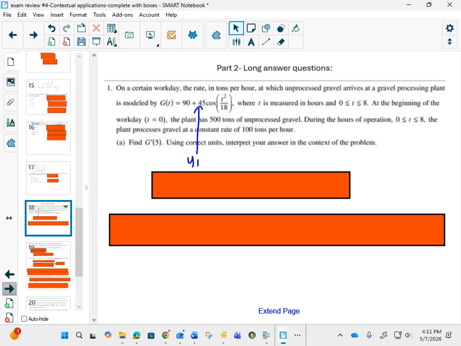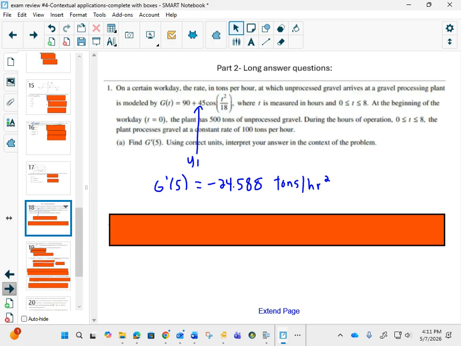Yes, you've got your g and t. You should plug that into your equation. So you can just plug that into your calculator to get this. However, it's important that you read the question: interpret your answer in the context of the problem. I did that. I didn't do the part right next to it.